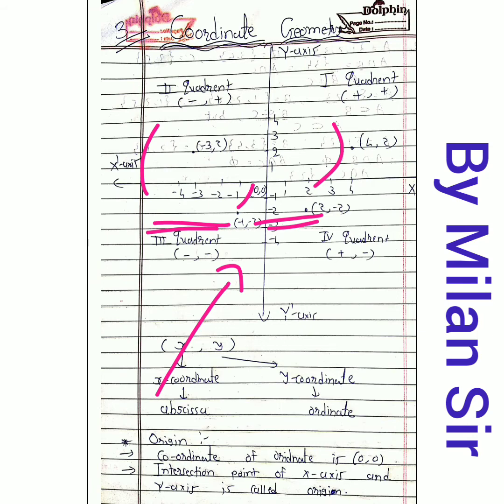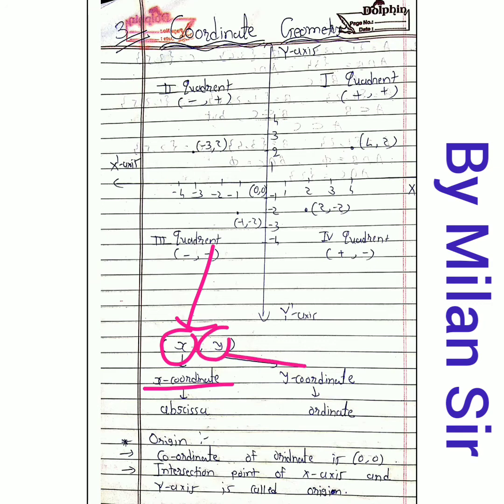Now the distance from the y-axis is called our x coordinate. Right now I am writing here x. And the distance from the x-axis is called the y coordinate. So we need to give two values here, x and y. Out of that, our first value is the x coordinate and the second value is the y coordinate. That's why it is called coordinate geometry. The first value is always the x coordinate and the second value is always the y coordinate.